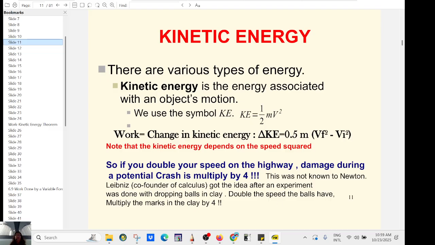On the highway, if you multiply the speed by 2, your kinetic energy is multiplied by 4. So you need 4 times the distance from the car in front of you. Otherwise, you multiply the damage by 4.